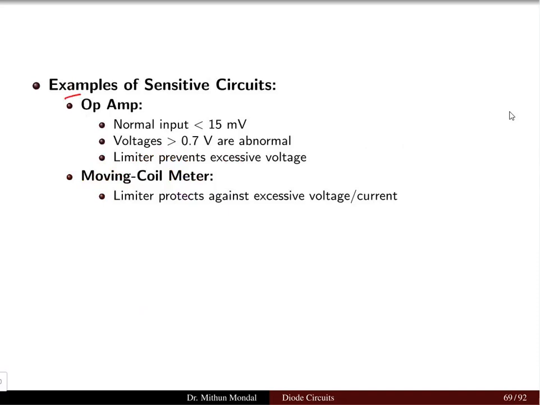If we talk about examples of sensitive circuits, one is the operational amplifier, where the normal input should be less than 15 millivolt, and the voltage should not be greater than 0.7 volt under abnormal conditions. So the limiter prevents excessive voltage. No excessive voltage will pass. Another example is the moving coil meter, where the limiter protects against any type of excessive voltage or current.